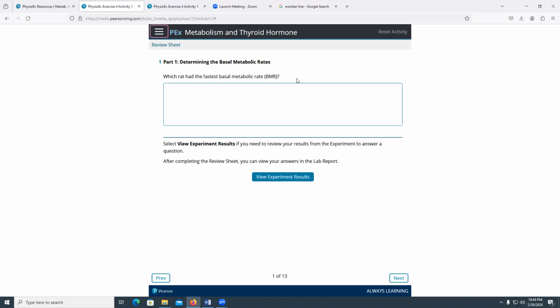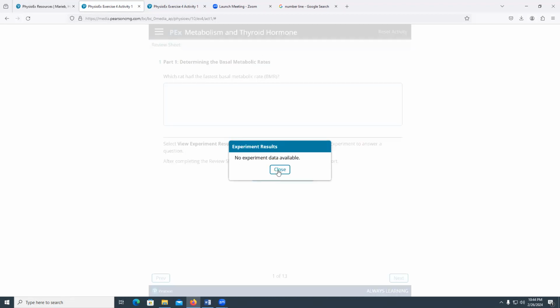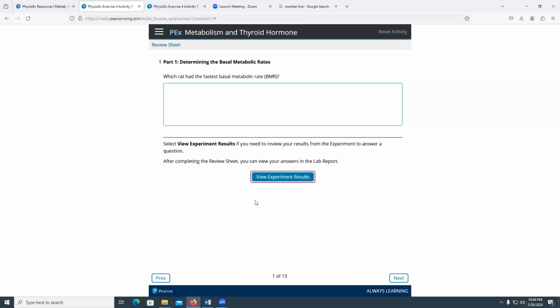We remember from our experiment that the normal rat had the fastest basal metabolic rate because it was not missing its pituitary gland or a thyroid gland. The thyroidectomized rat had its thyroid gland surgically removed, and the hypophysectomized rat had its pituitary gland removed. So the entire hypothalamic pituitary thyroid axis is only complete within my normal rat. That's why it will have the fastest.